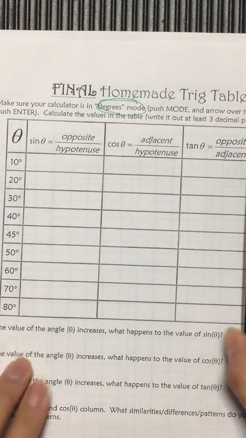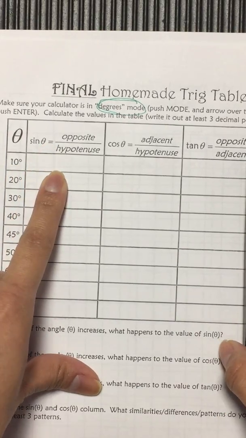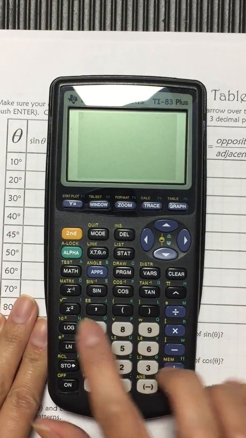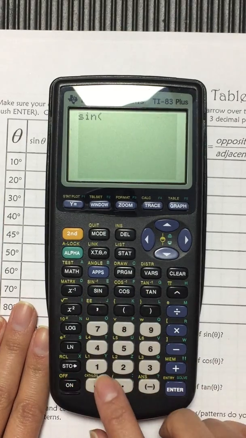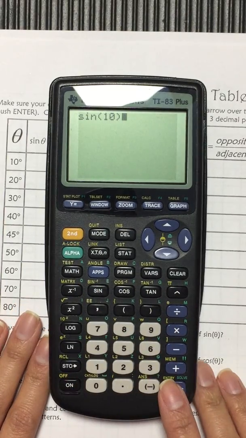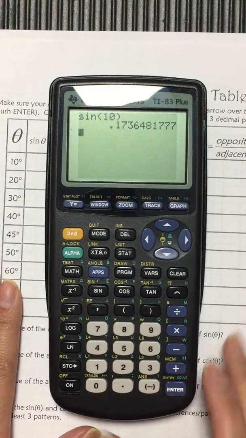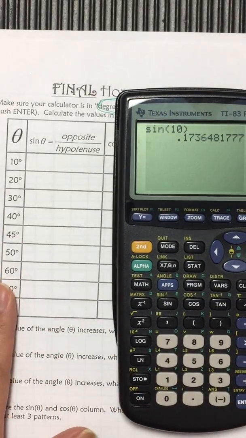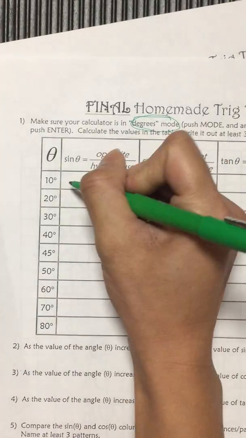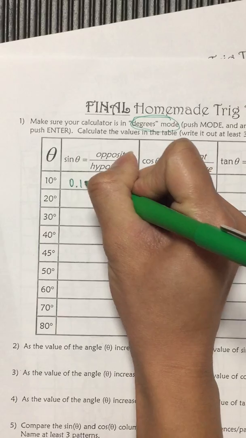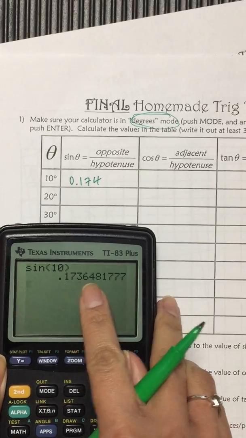So now that I've done that, for the first row, it says 10 degrees, and we're trying to figure out the sine of 10 degrees. So back to my calculator. The 3 buttons for sine, cosine, and tangent are in this row right here. All you have to do is push sine, push 10, close the parentheses, and since I am in degrees mode, I can just push enter, and the calculator will tell me what the sine of 10 degrees should be. So I'm going to write it out to the nearest thousandth place, about 0.174 if I round it.